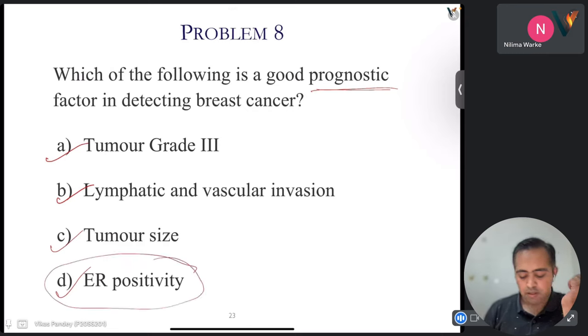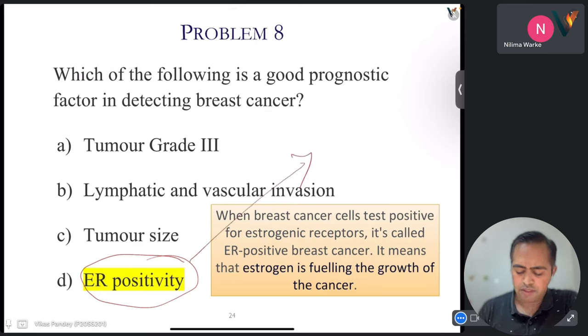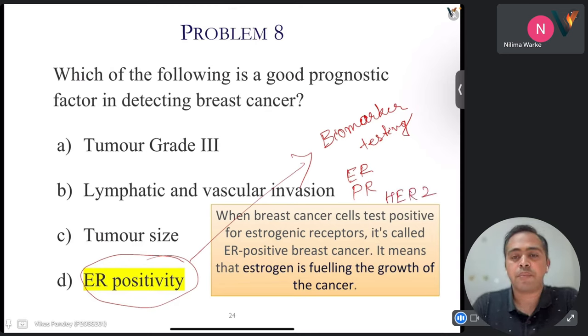But ER positivity is something different. ER positivity means estrogen receptor positivity, where cells react to estrogen receptors, and this is a type of biomarker testing. There are three types of biomarkers especially for this cancer: ER, PR, and I think HER2. So if the cells are responding to estrogen receptors, it is called ER positive, and that can indicate an early stage or the beginning of a breast cancer.